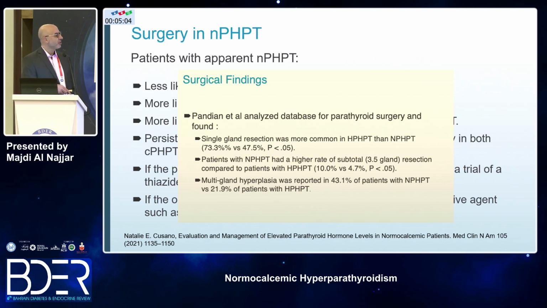Also, these patients had a higher rate of subtotal parathyroidectomy, in which they removed 3.5 glands. Also, they found patients tend to have more multi-gland disease than the patients who have the classic form of hyperparathyroidism.